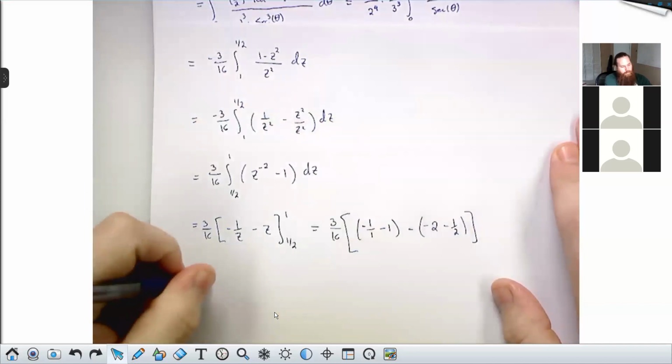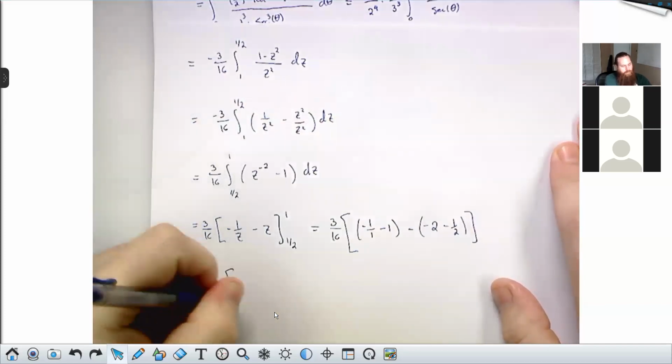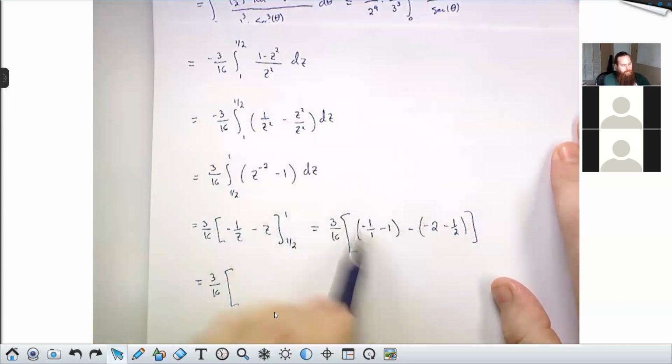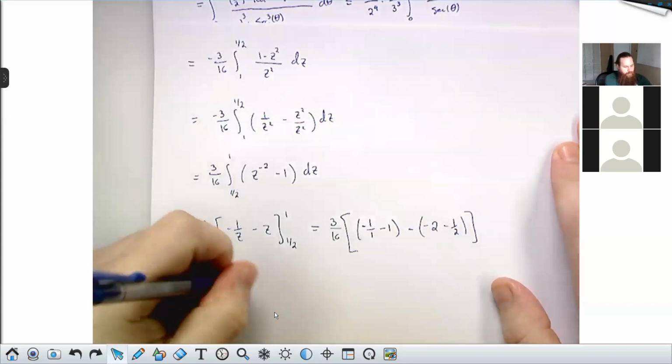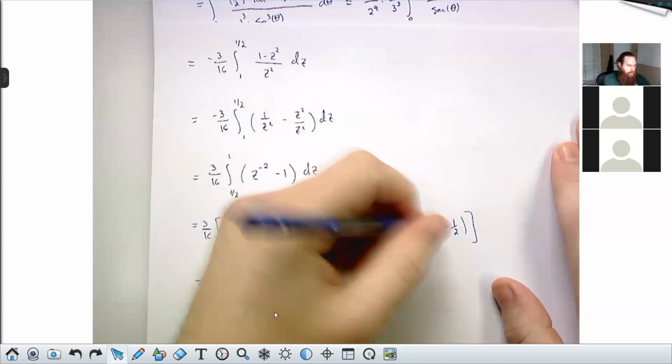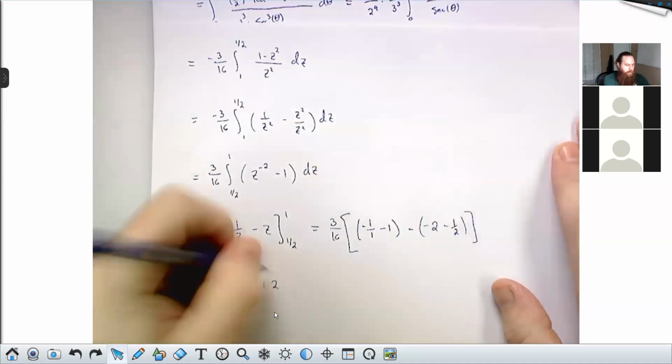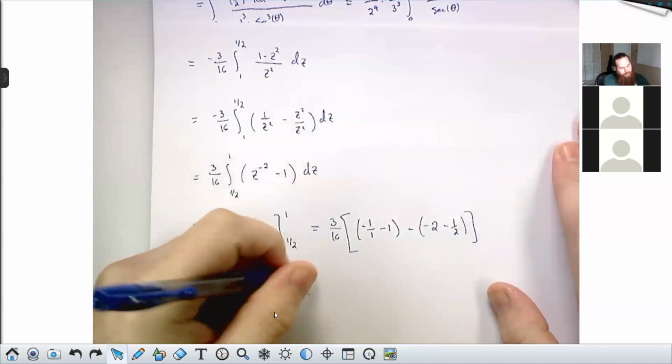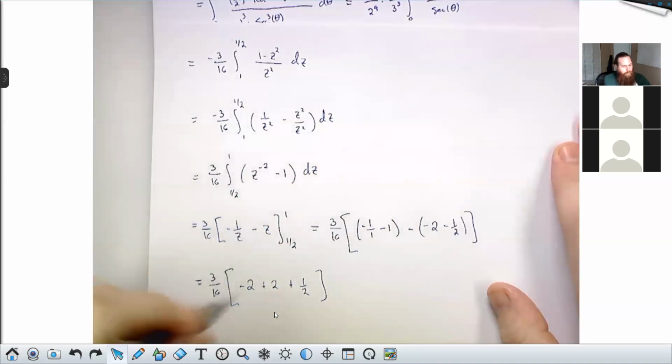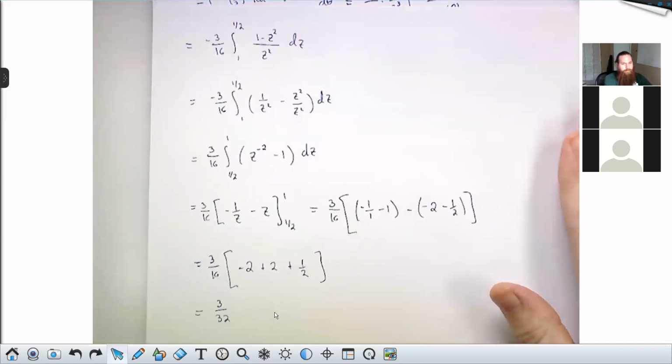So altogether, I'll have 3/16. This right here, negative 1 minus 1, that's negative 2. And then I'll distribute this negative, so I get plus 2 plus 1/2. So this is 3/16 times 1/2, which is 3/32. And that's it.